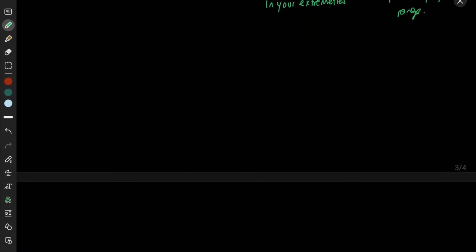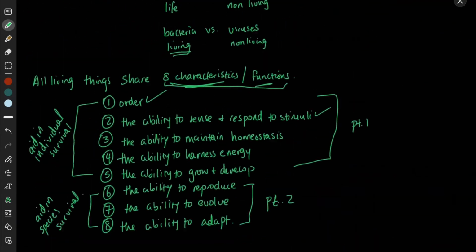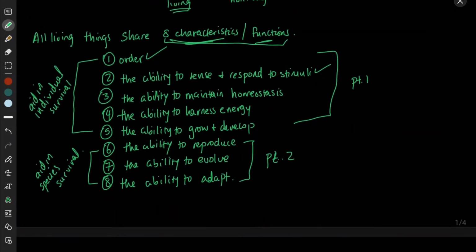So that was homeostasis. So now let's look at our next one. So what's number 4, right? Number 4, what did we say it was? It was the ability to harness energy.